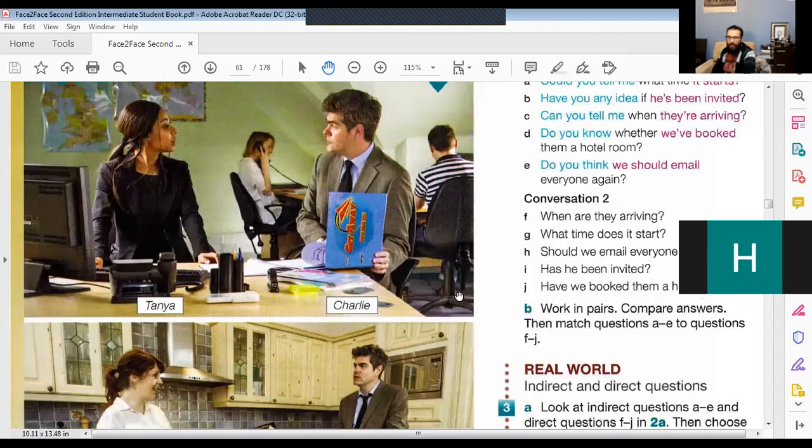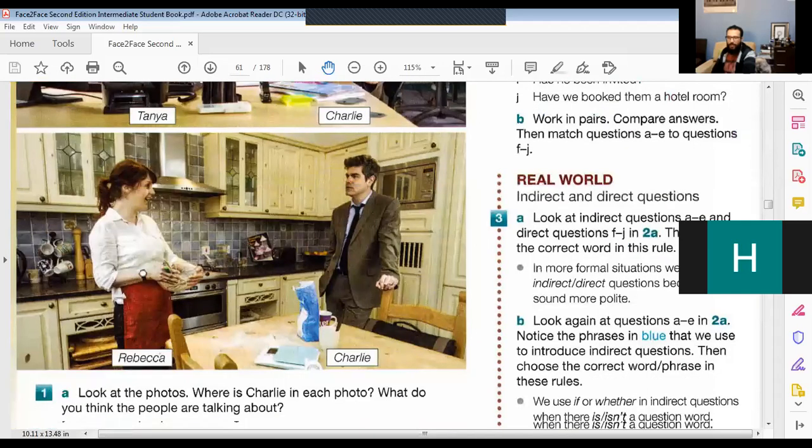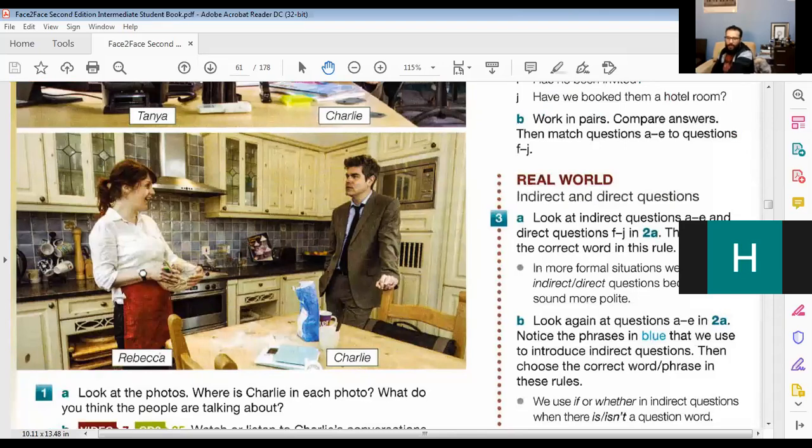And here, where is Charlie in the second photo? At the kitchen. Okay, so he's in the kitchen. His home, I think. So maybe Rebecca is his wife, right? Maybe his sister, someone from the family. Wife? Maybe. Are you sure, Sana? His wife? Yeah, from the beginning.